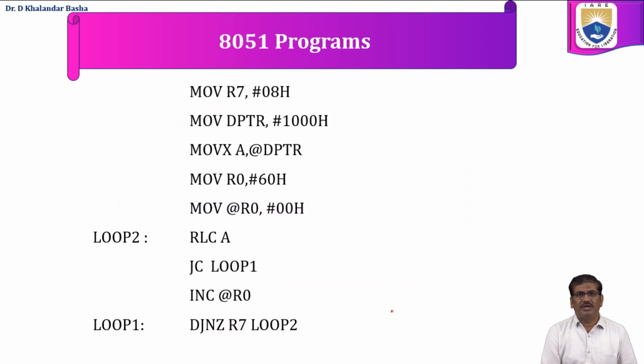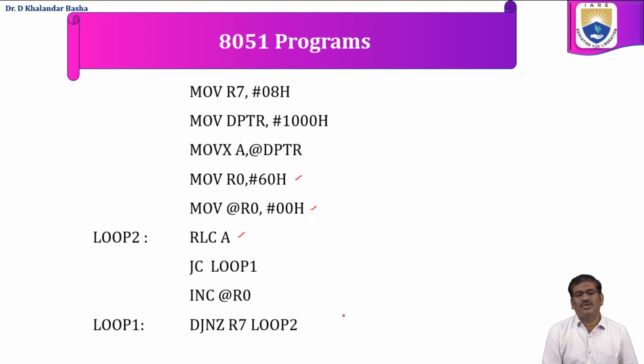So MOV R7, #08H, the number of bits we are specifying in R7. The external memory address is loaded into DPTR, like MOV DPTR, #100. Then we fetch the data from the external memory using MOVX A, @DPTR. After counting, the result has to be stored in 60H, so we load R0 with the 60H location. Then we initialize that memory location with 0 by MOV @R0, #00H.